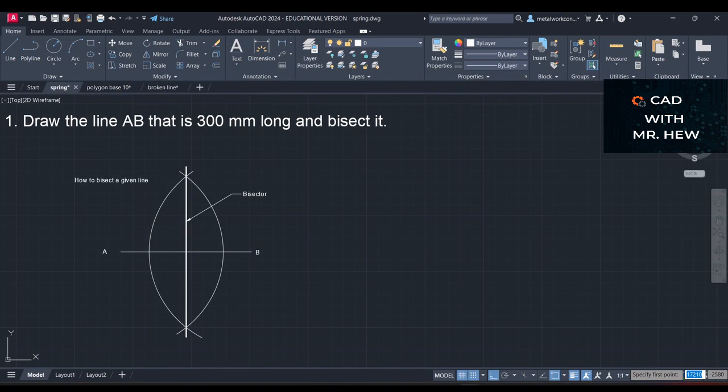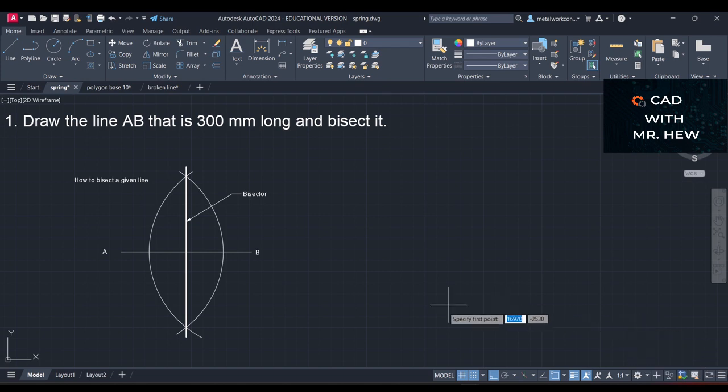Welcome back to the channel. In today's video, we will be bisecting a given line. Now, in the previous video, we looked at isometric projection. And in today's video, we are doing a different topic. All right, we're doing geometrical construction, and we're looking at how we bisect a given line.